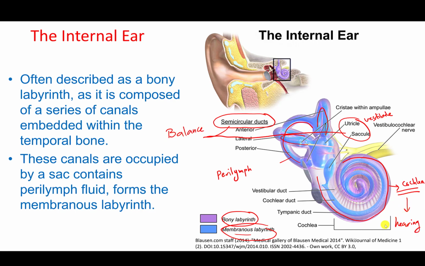Okay, so I will stop here. In the following video, we will talk about additional details regarding the cochlea, and we might talk also about the semicircular ducts and the vestibule.